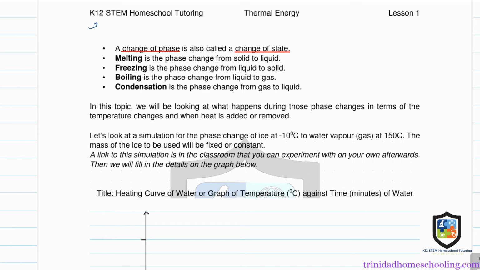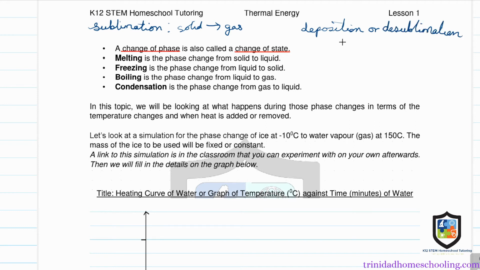You would have learned about sublimation. And this is the phase change from solid straight to a gas. So we skip the liquid state. And then the opposite of sublimation is deposition or desublimation. So deposition or desublimation is where we go from gas straight to a solid, and again we skip the liquid state.